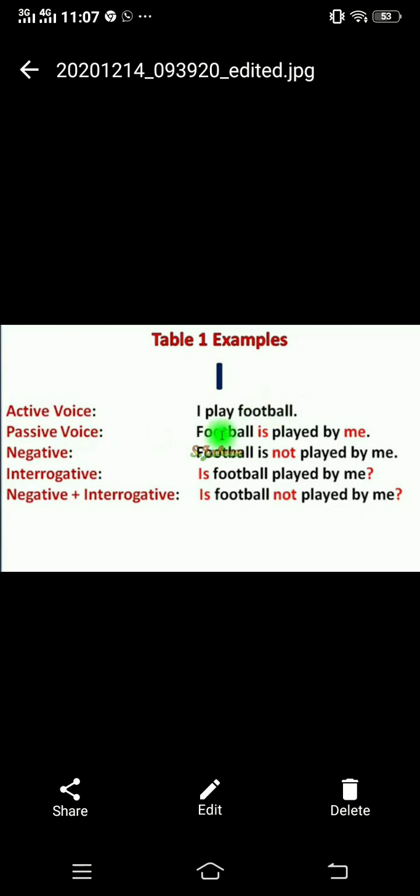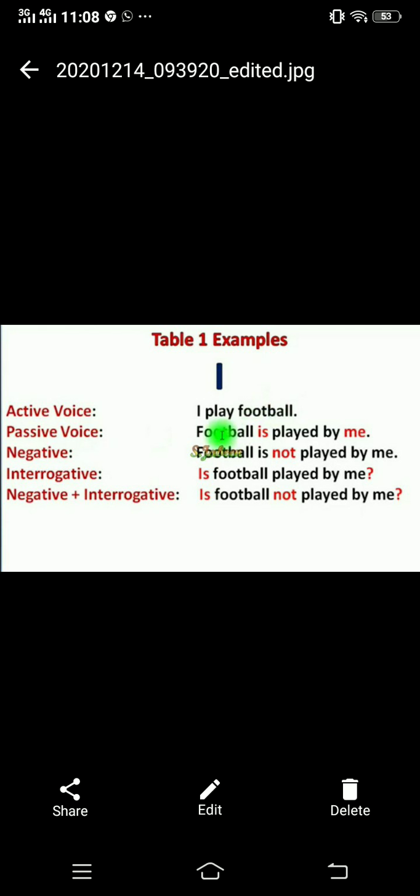Table number 1: you can see the use of I, the first person, in passive voice. The active voice sentence in present indefinite is: I play football. I is the subject, play is the first form of verb, football is the object of active voice. Now we are going to convert it according to the formula. Football is now going to be converted into the subject. According to football, this is singular, that's why we will write is.